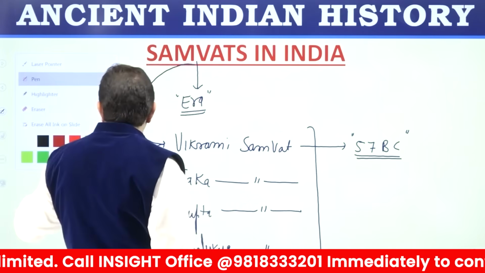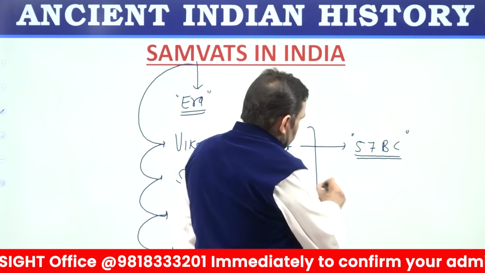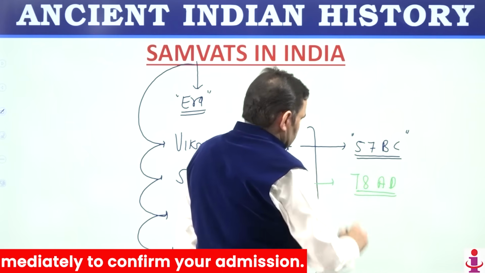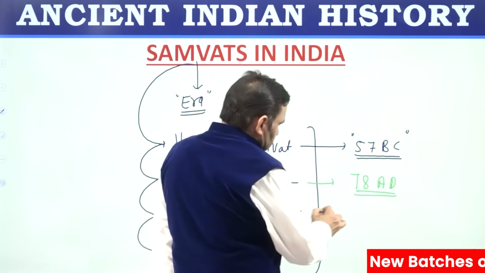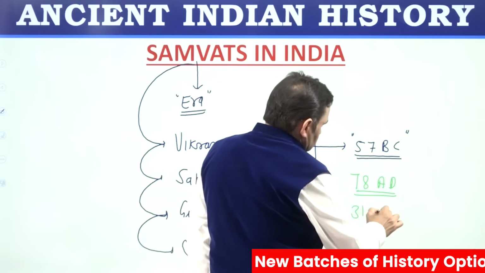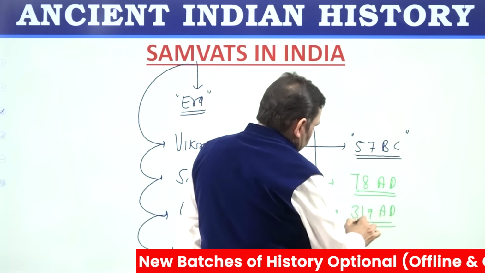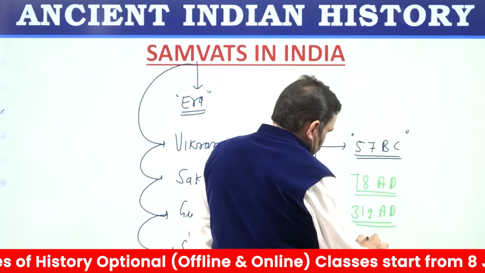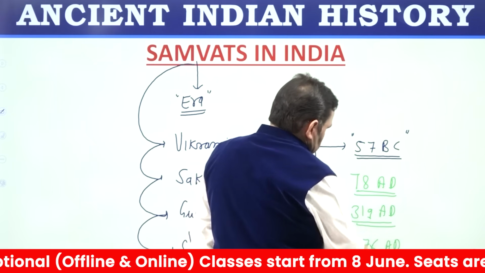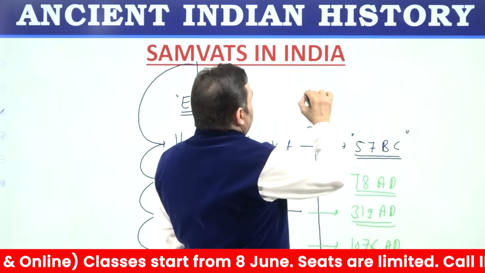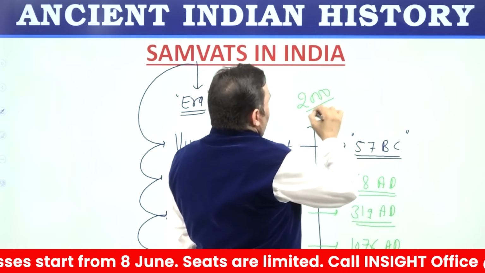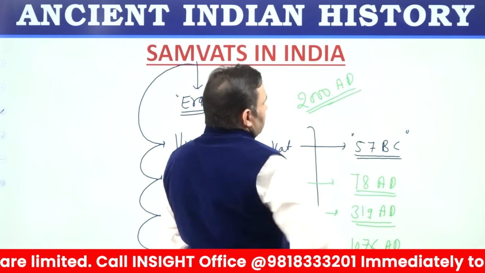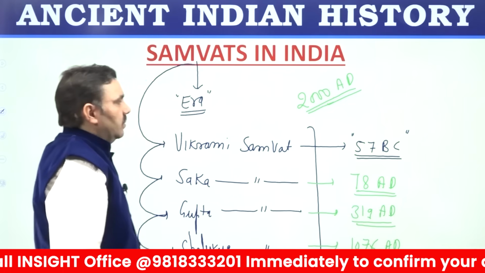Another era started in 78 AD. That is known as Saka Samvat. The Gupta Samvat started in 319 AD, the year of the beginning of Gupta Empire. Chalukya era started in 1076 AD. So let's say if we say year 2000 and this is 2000 AD, it means we are counting the years in CE, Christian era or Common era.